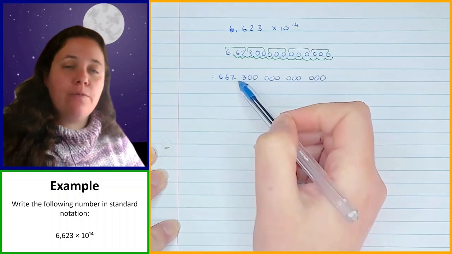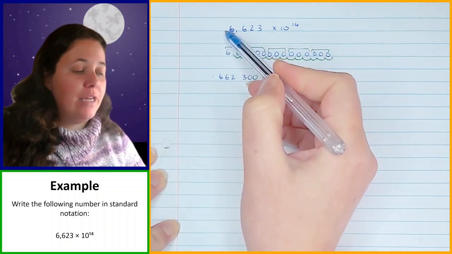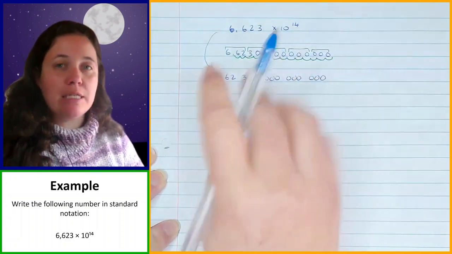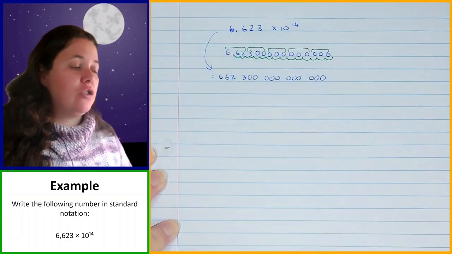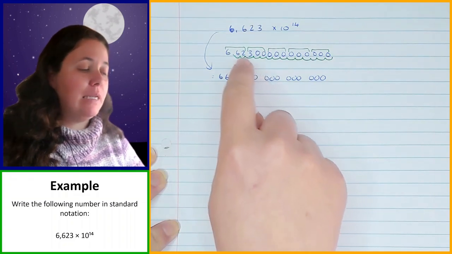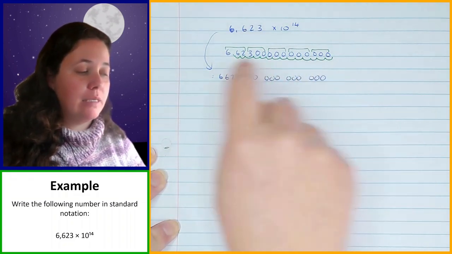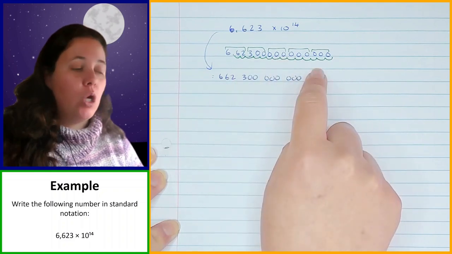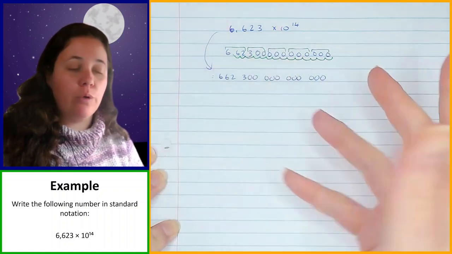But now surely there must be some way of getting from there to there without having to do this in-between stuff that we did over there. So let's have a look and see if we can, instead of having to show all of our jumps and all of that, figure out how many zeros we're going to be adding in without having to actually show it all like that.